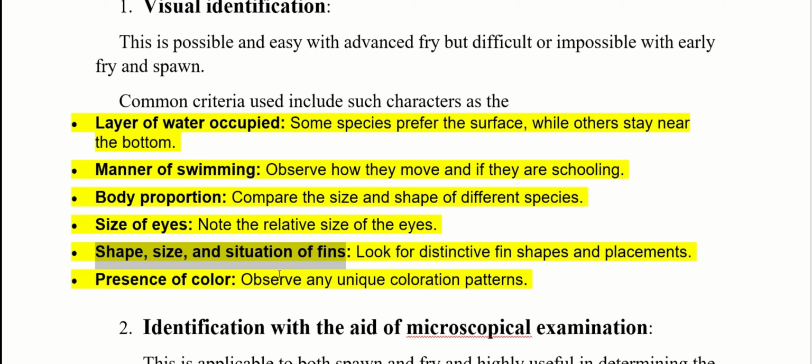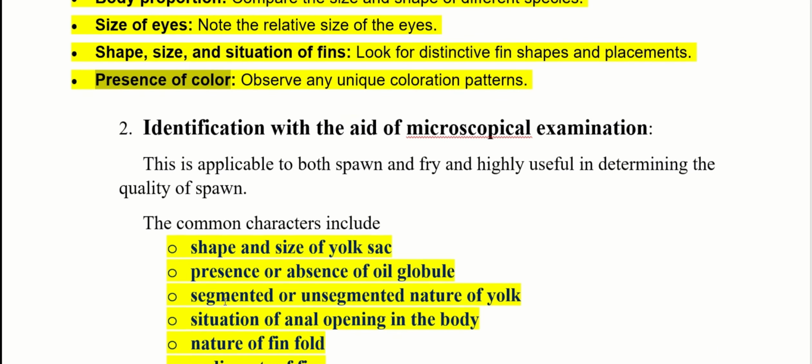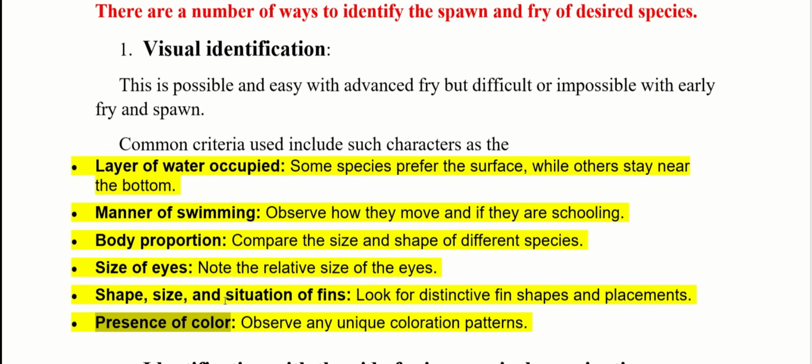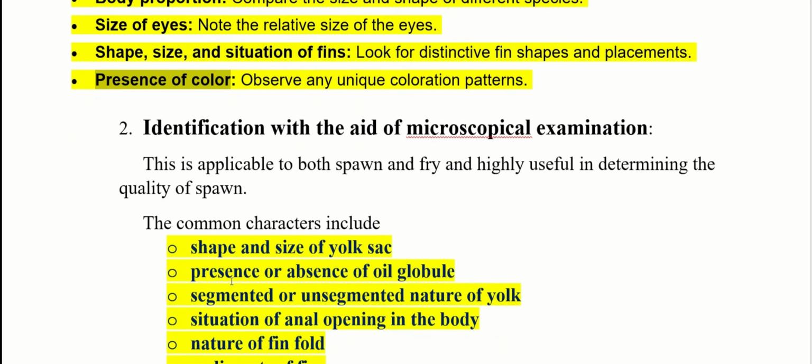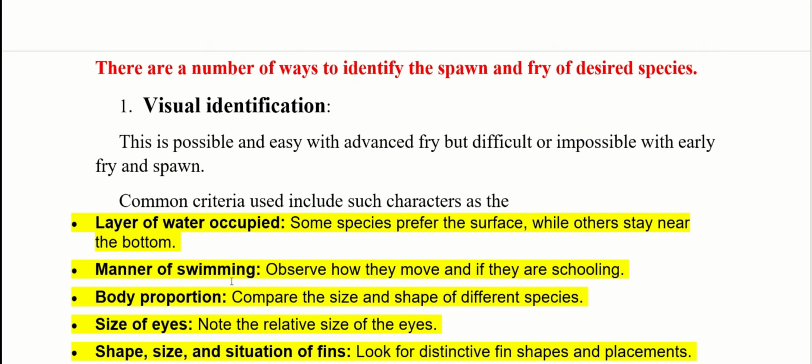Presence of color is also important. Observe any unique coloration patterns, which are unique for each species of fish. These are some methods called visual identification, with the help of which we can sort the spawn and fry of that species.